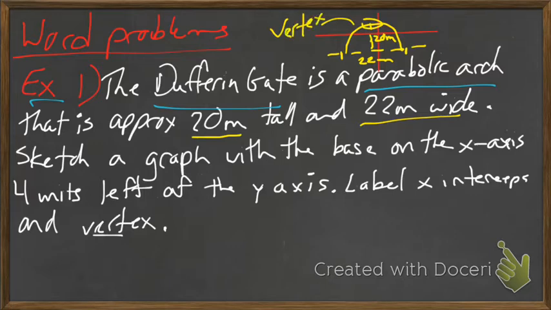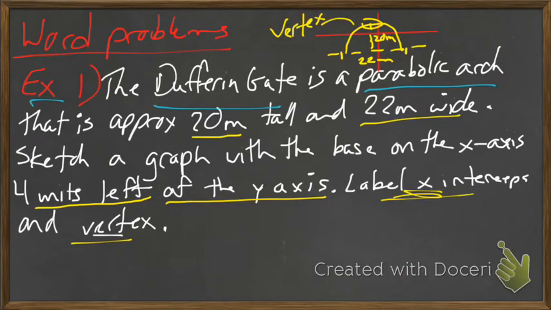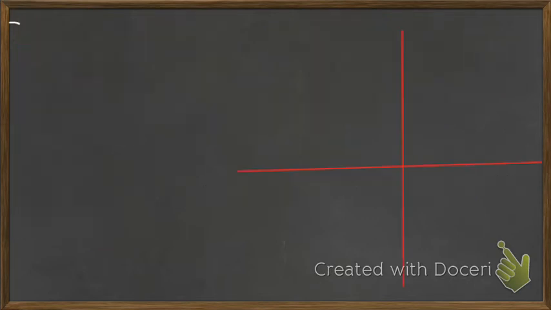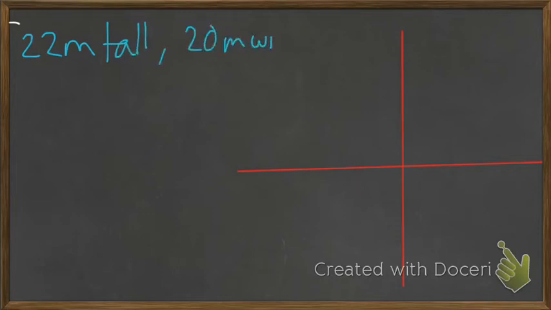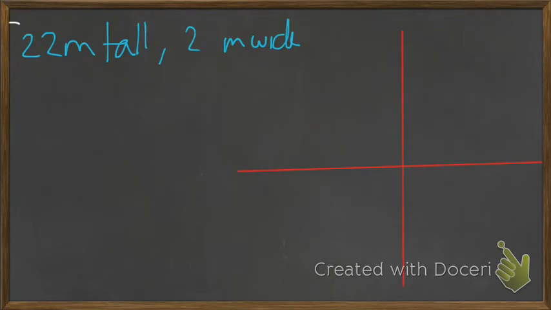Okay. Sketch a graph with the base on the x-axis 4 units to the left of the y-axis. Label x and y-intercepts and vertex. Okay, well, sorry, just x-intercepts and vertex. Okay, so I'm going to go to another slide and have a larger grid. We need to go back and look at the information. So we know that it's 22 meters tall and 22 meters wide. So I'm going to write that down over here. 22 meters tall, 20 meters wide. Did I get that right, or did I flip that? 20 meters tall, 22 wide. You see I got that wrong. I made a mistake. I got to correct that.